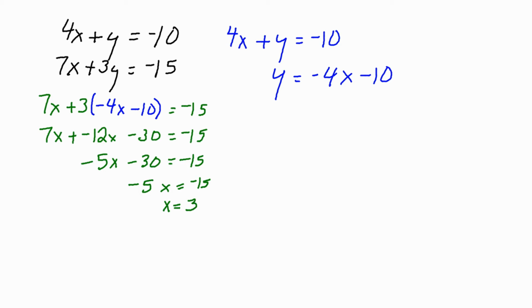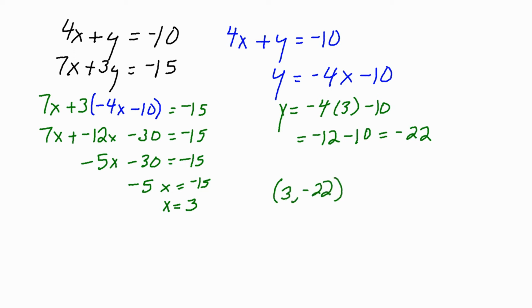I can use my y equals equation now to find y. So y equals negative 4 times 3 minus 10. Negative 4 times 3 is negative 12. And negative 12 minus 10 is negative 22. So we have 3, negative 22.